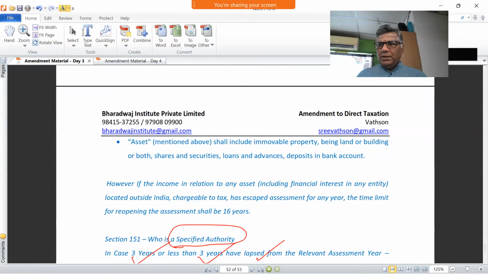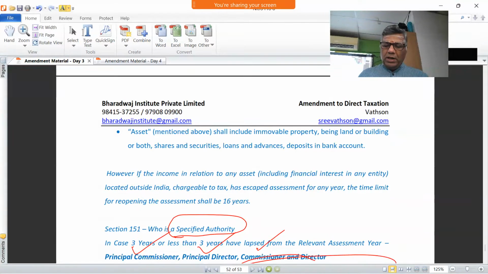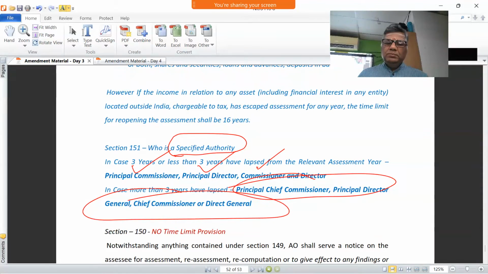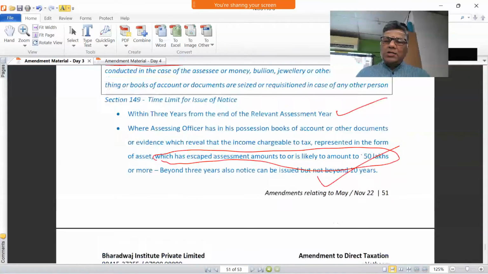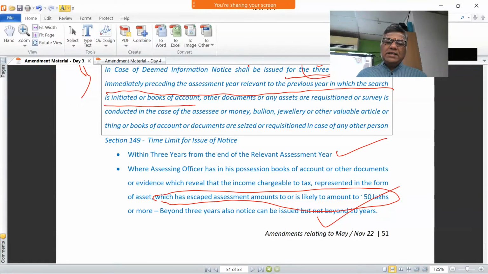Under that, this point we have studied in the regular classroom as a general provision also. However, if the escaped income is due to assets located outside India, 16 years.